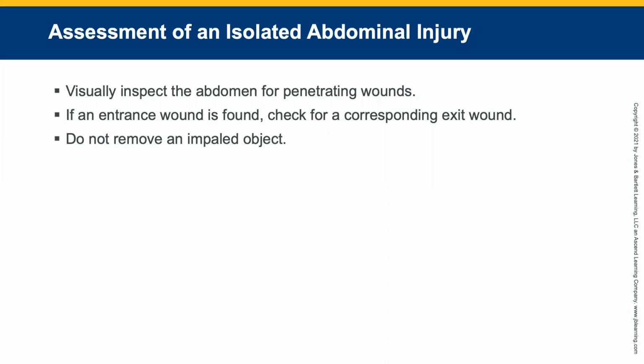If an entrance wound is found, check for the corresponding exit wound. Anytime that you see an entrance wound that appears to be a bullet, always check for an exit wound. You may not have one, but I can promise you, I've been burnt one too many times that I didn't find the exit wound, and I could have made some better changes for the patient if I could have found that exit wound sooner. So always do a very thorough assessment when you're trying to locate the exit wound once you recognize an entrance wound.